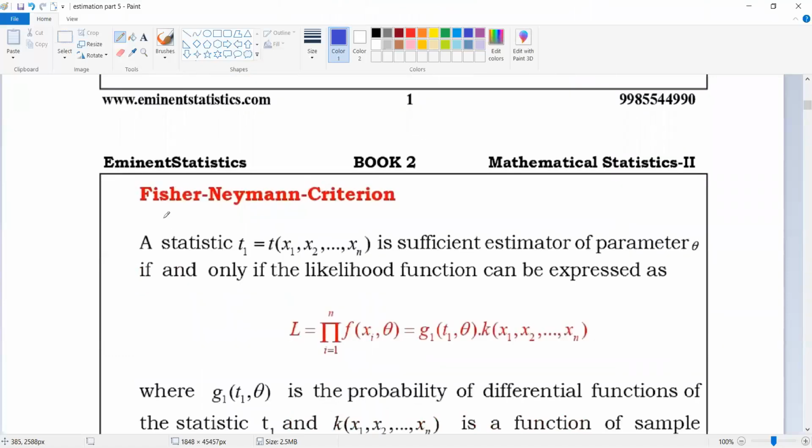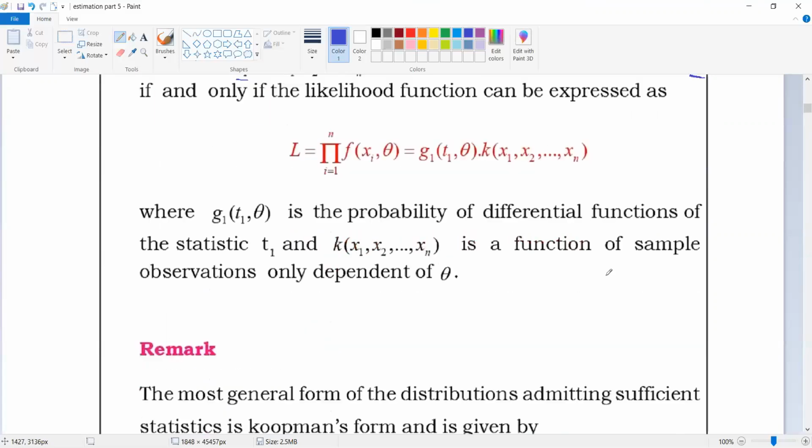One more criterion, the Fisher-Neyman criterion. After the factorization theorem, Fisher and Neyman identified one more criterion with the help of PDFs. A statistic T1, a function of sample observations, is a sufficient estimator of parameter theta if and only if the likelihood function can be expressed as L equal to the product, i equals 1 to n, of f of xi comma theta, equal to g of t1 comma theta into k of x1, x2, ..., xn. K of x1, x2, ..., xn is purely a function of sample observations, independent of parameter theta. G of t1 comma theta depends on theta.